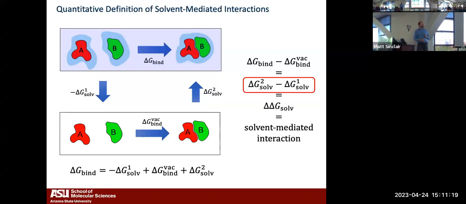And thermodynamically, you express that either as the difference between the binding free energy in solution and the binding free energy in vacuum, or because of the thermodynamics, the cycle has to close, you can also look at the difference of the solvation free energies. So the solvation free energy is nothing else but the free energy involved with transferring these molecules from vacuum, or technically the gas phase, ideal gas phase, into solution. And if you do that for the separate molecules and you do that for the complex, the solvation free energies are different. And that difference basically quantifies what the solvent-mediated interaction is, the change in free energy. So one way to study that is to study solvation free energies.